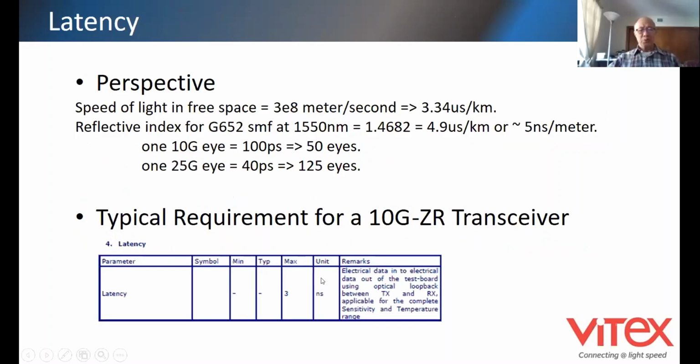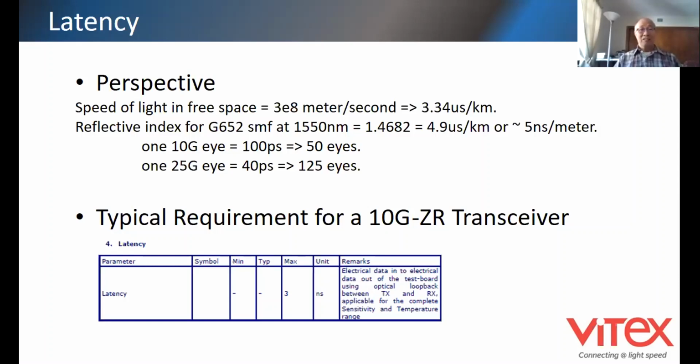Let me go on to the next one. Here I want to give you some perspective in terms of numbers. For free space, light travels at 3 times 10 to the power of 8 meters per second, which translates to 3.34 microseconds per kilometer. Now for a single mode fiber with a refractive index of 1.4682, it translates to about 5 nanoseconds per meter. See? You might not realize fiber can delay that much.